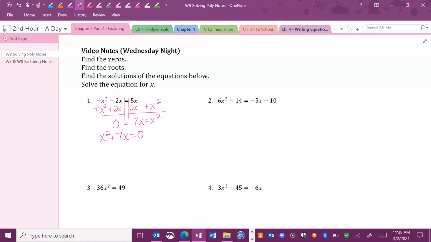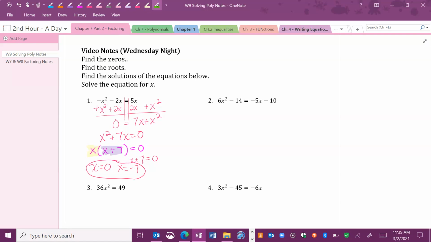My first question I should ask myself is if I have a greatest common factor. And if I look at both terms, they both have an x that can be taken out. When I take an x out of x squared, I'm left with x. And when I take an x out of 7x, I'm left with x plus 7. This is now completely factored, so I'm going to set each factor equal to 0. So x is a factor, and x plus 7 is a factor. So x equals 0, and x plus 7 equals 0 gives me negative 7. So my solutions are 0 and negative 7.